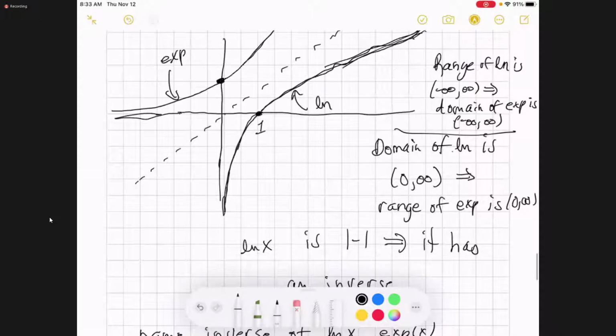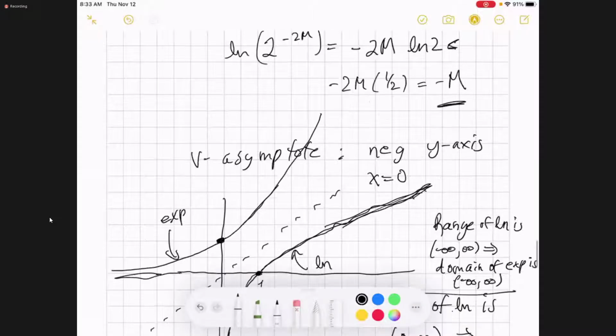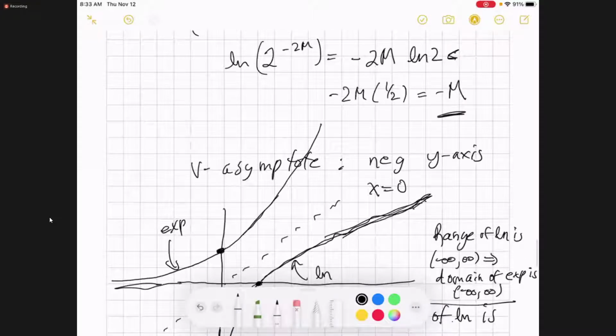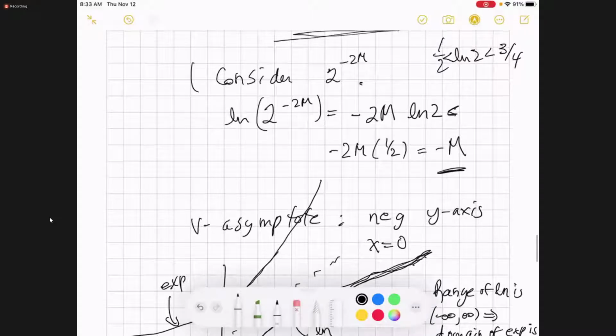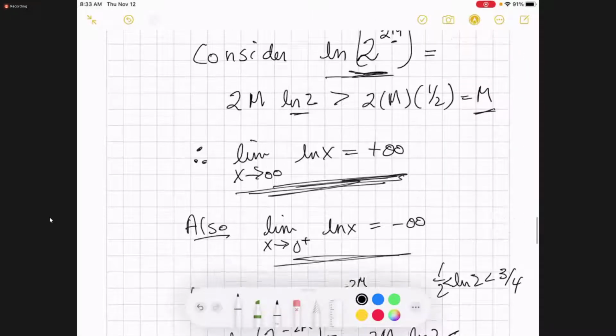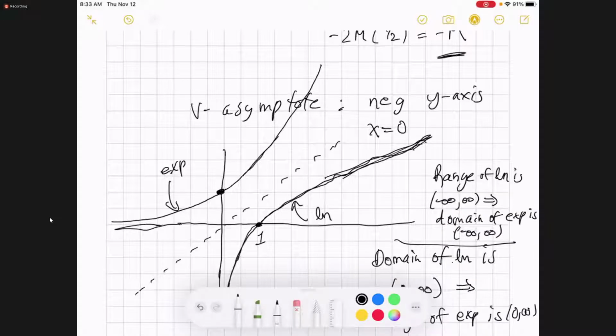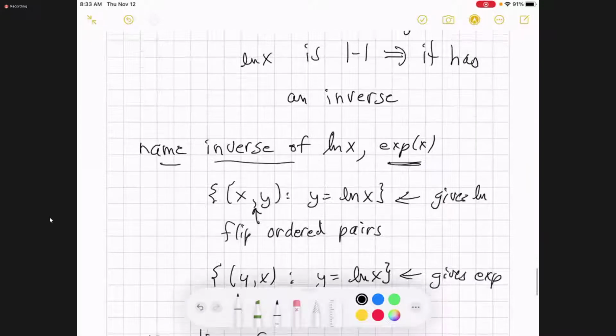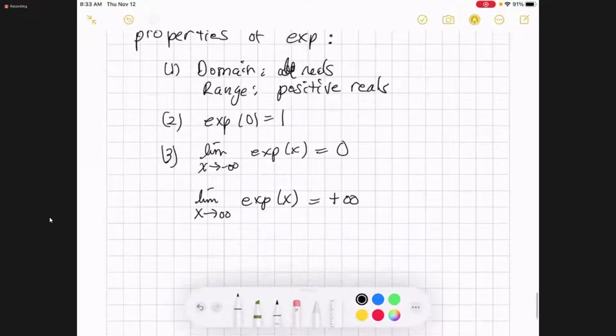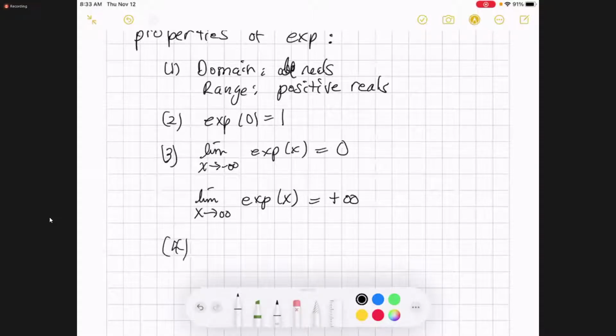Also, let's see. Well, there's a theorem about inverse functions and how they're related to the derivative of the function itself. But I've never talked about that, so I'm not going to use it here. Okay. Well, that's what we know so far, I think. Okay. Well, it's increasing. We know that for sure.